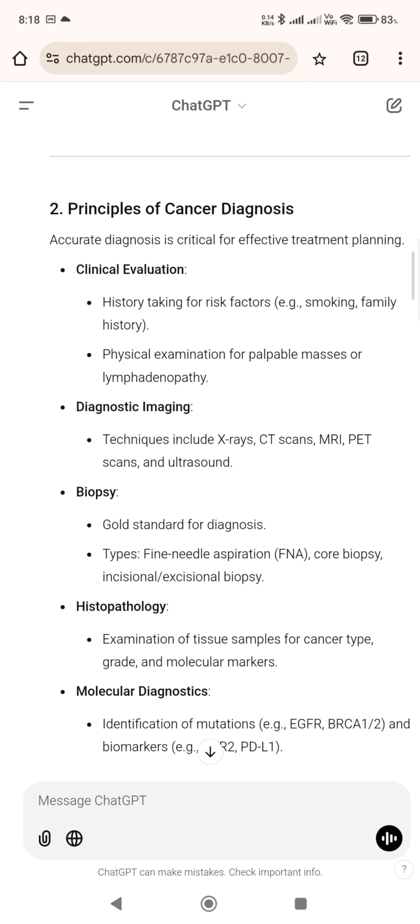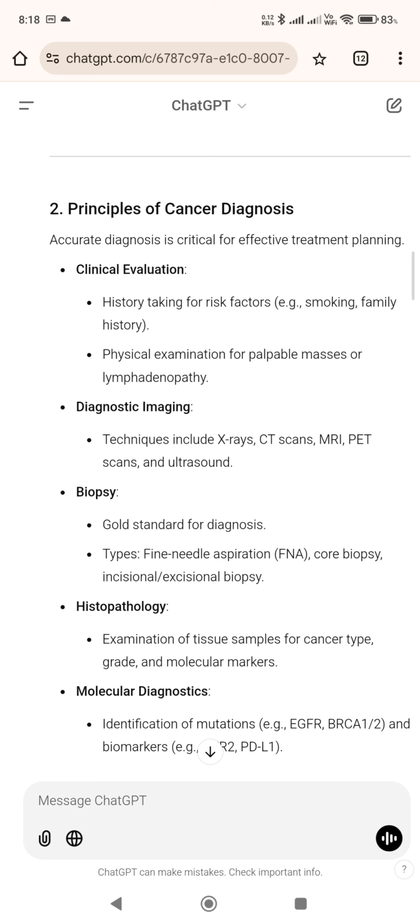2. Principles of cancer diagnosis. Accurate diagnosis is critical for effective treatment planning. Clinical evaluation: history taking for risk factors, e.g. smoking, family history. Physical examination for palpable masses or lymphadenopathy. Diagnostic imaging. Techniques include X-rays, CT scans, MRI, PET scans, and ultrasound. Biopsy, gold standard for diagnosis. Types: fine needle aspiration (FNA), core biopsy, incisional/excisional biopsy.